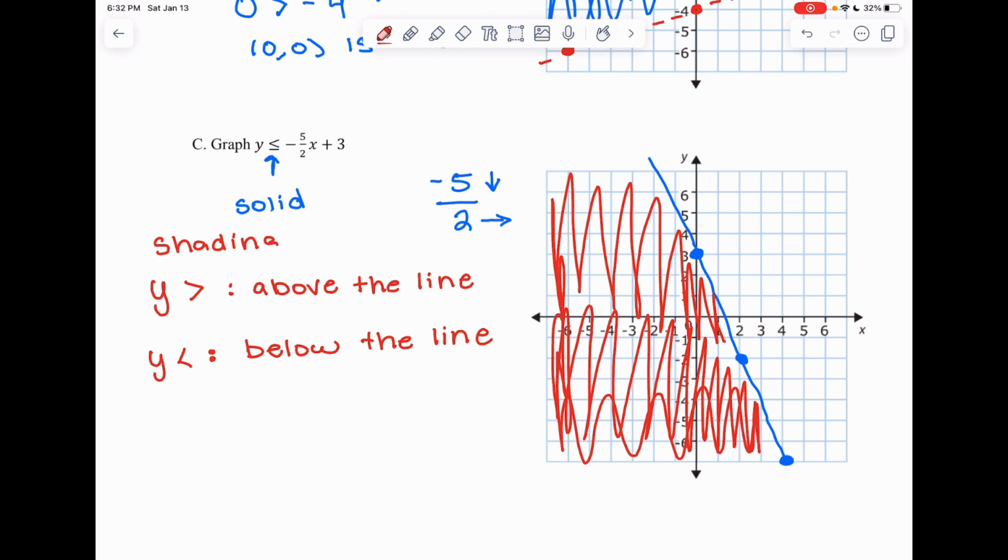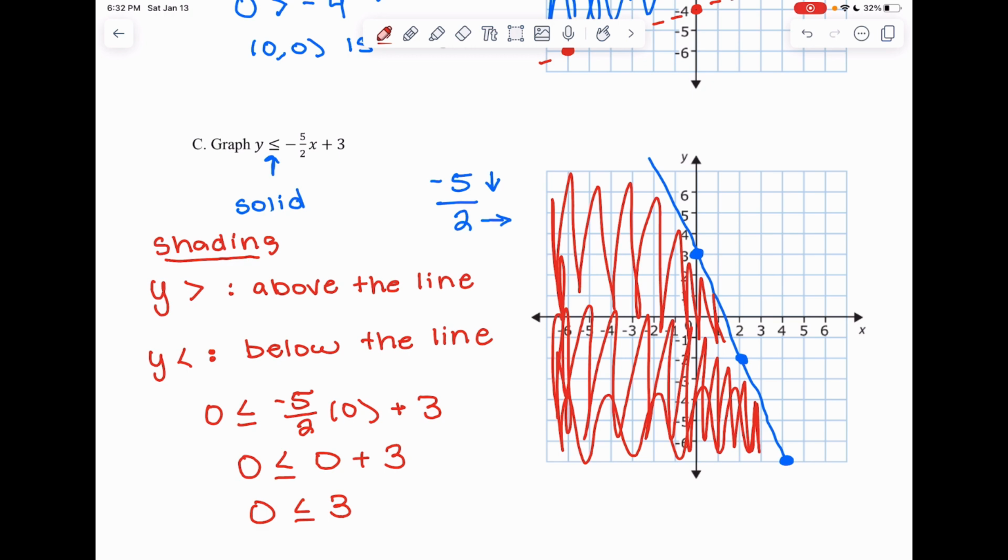Or if you would prefer to test a point, that works too. If you plug in the point 0, 0, -5/2 times 0 is 0, and 0 plus 3 is 3, and 0 is less than or equal to 3. So 0 is a solution, and you'll notice that I did shade the side that 0, 0 is on.